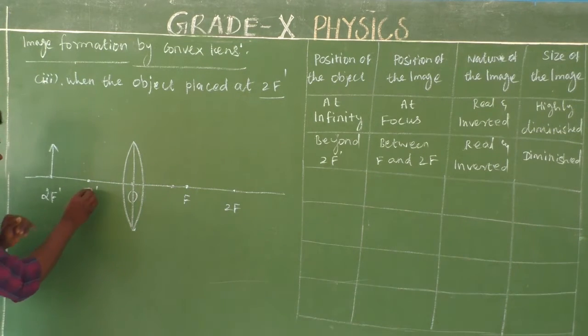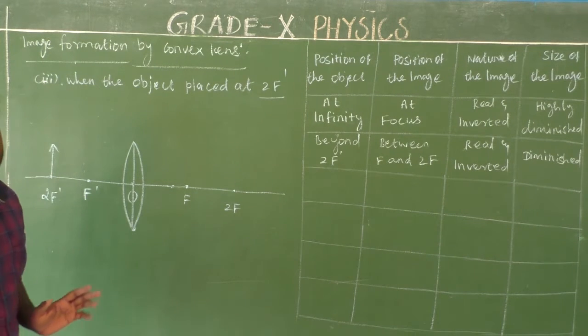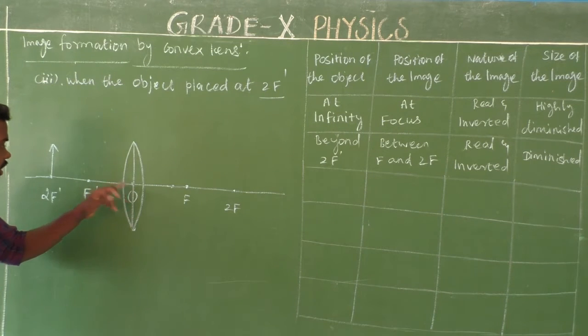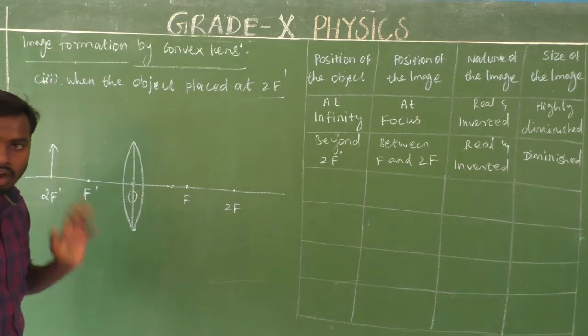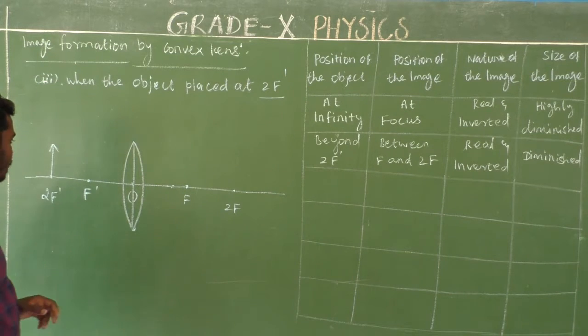So here the object is placed at 2F', which means twice the focal length of the convex lens. Is it clear? Yes, very simple.